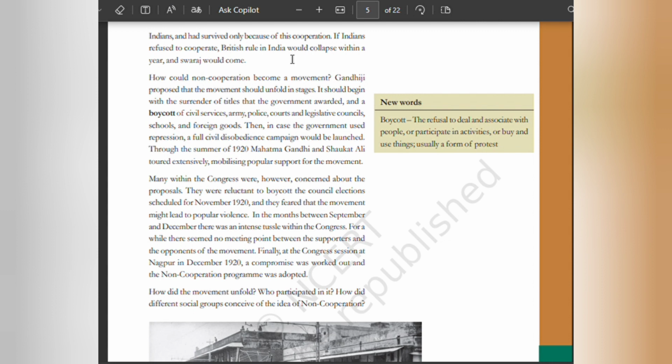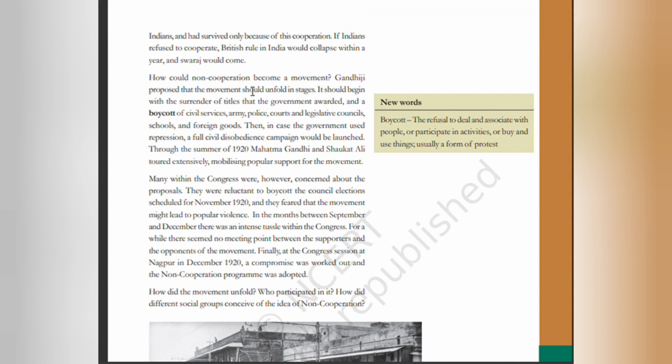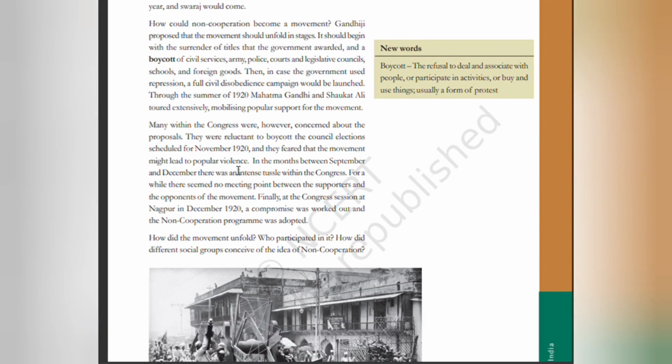How could non-cooperation become a movement? Gandhiji proposed that the movement should unfold in stages. It should begin with the surrender of titles that the government awarded and a boycott of civil services, army, police, courts, legislative councils, schools, and foreign goods. Then, in case the government used repression, a full civil disobedience campaign would be launched. Through the summer of 1920, Mahatma Gandhi and Shaukat Ali toured extensively, mobilizing popular support for the movement.